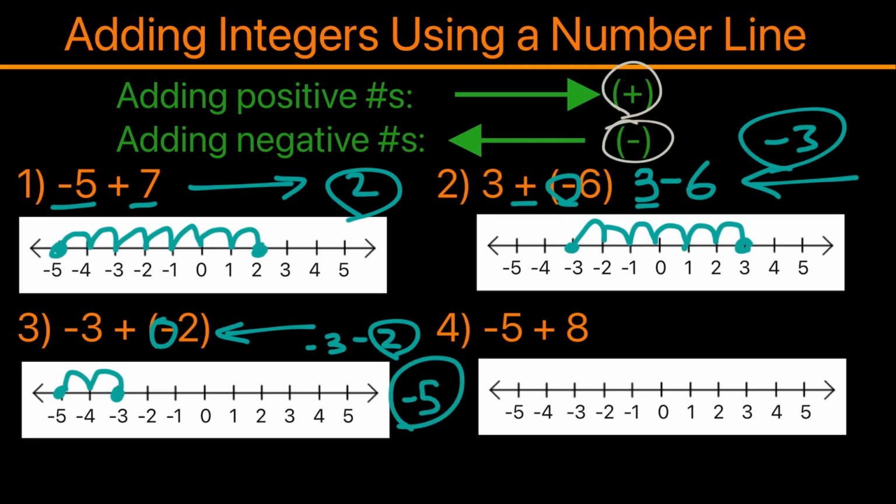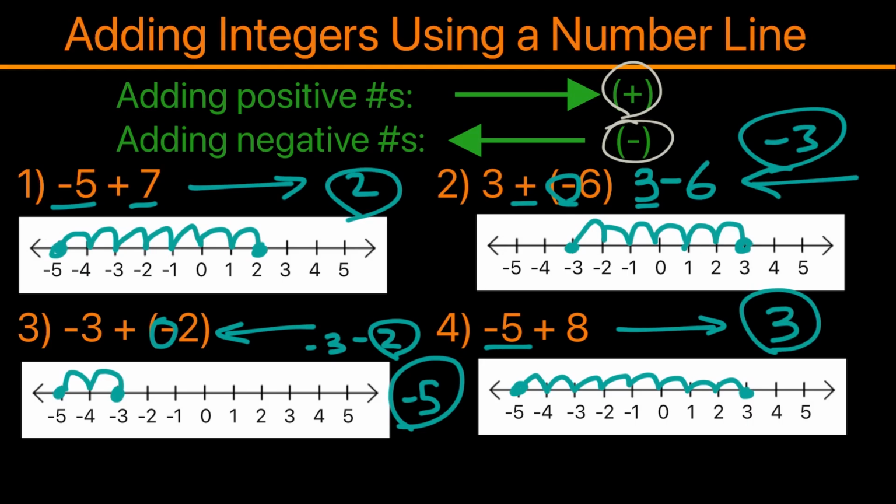For the fourth example, we have -5 plus 8. So we know we're increasing the value, and that means we're going toward the right. Starting point will be -5, and we'll go 8 spaces to the right. It'll be 1, 2, 3, 4, 5, 6, 7, 8. So our final answer would be 3 for the fourth example.